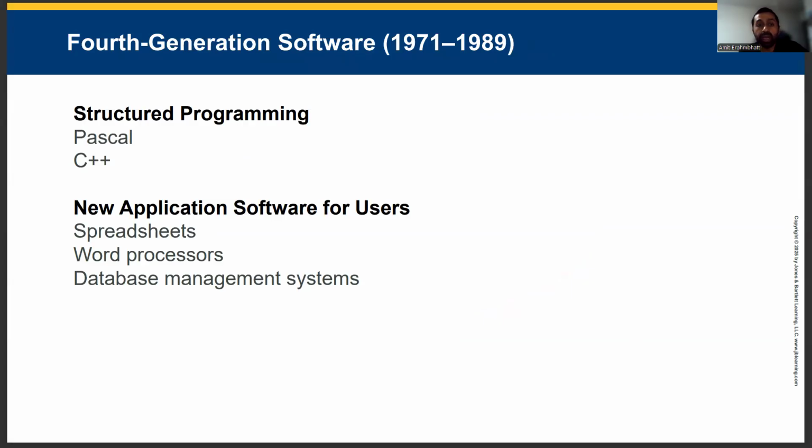At the same time, end user applications exploded: spreadsheets, word processors, and database systems, bringing computing power to business users, analysts, and creators. The story here is accessibility, tools that let non programmers achieve sophisticated results.